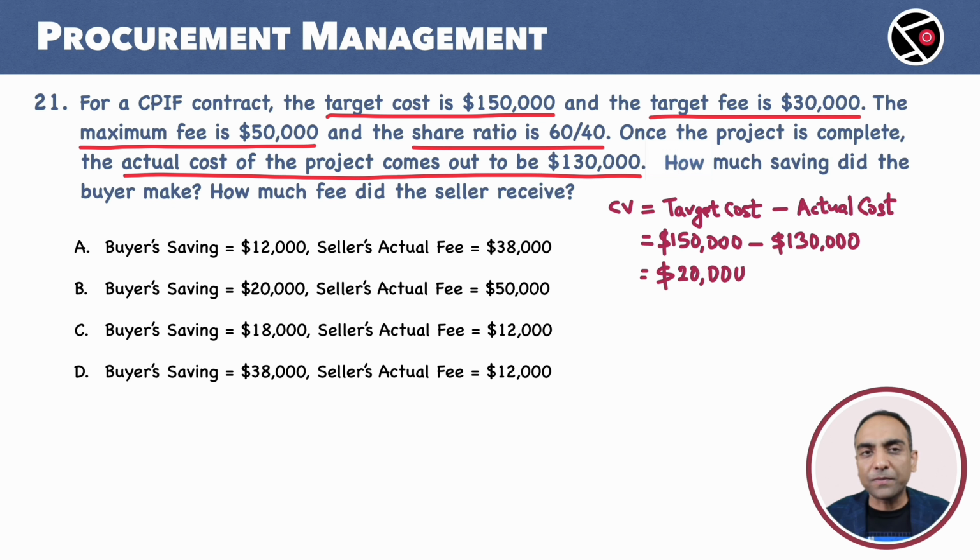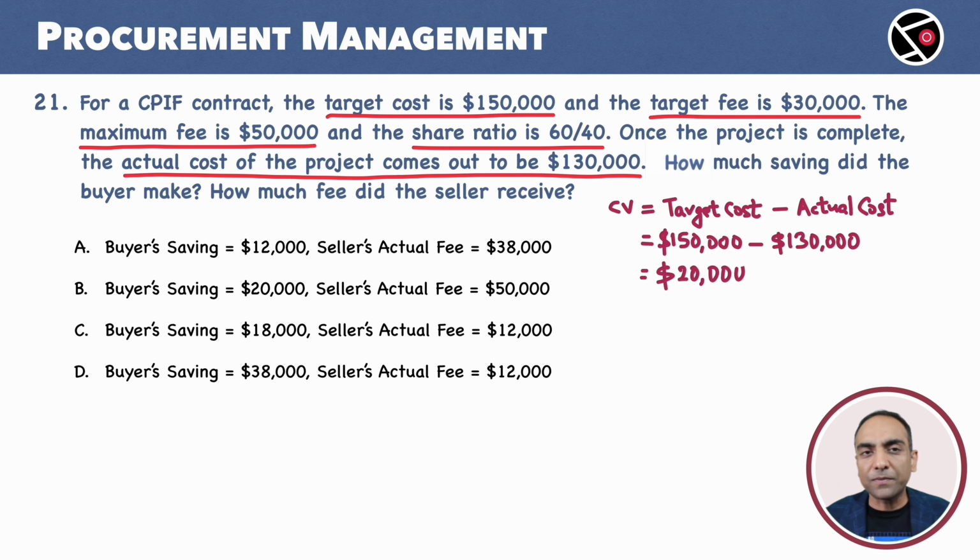Look at the share ratio now. It is 60 to 40. Buyer's share of the CV is 60% and the seller gets 40%. So seller share is 40% of 20,000. We get $8,000. Now we can calculate the actual fee. It will be the sum of target fee 30,000 plus seller's share of CV, which is $8,000. Actual fee is $38,000.